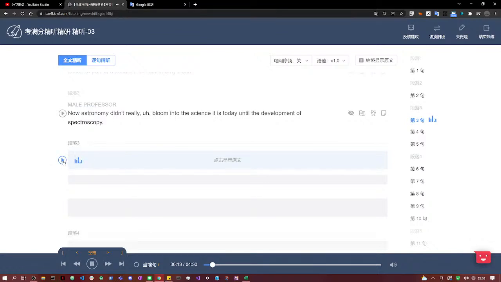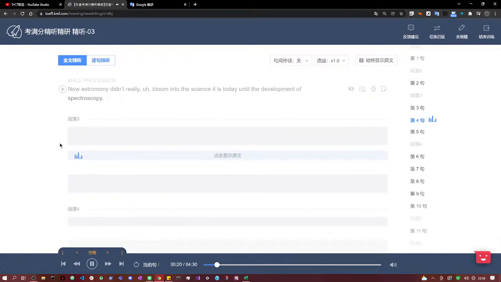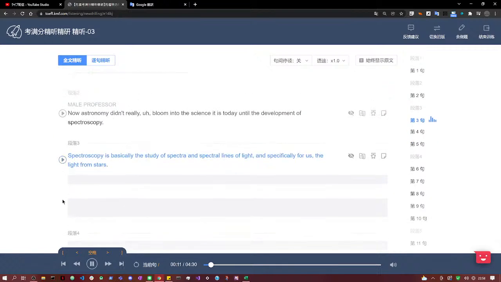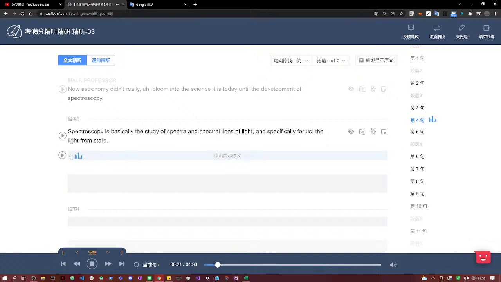Spectroscopy is basically the study of spectra and spectral lines of light, and specifically for us, the light from stars. It makes it possible to analyze the light emitted.